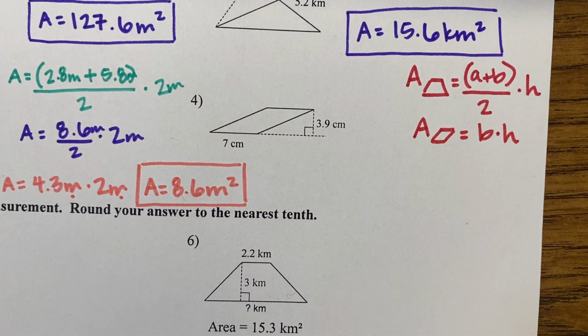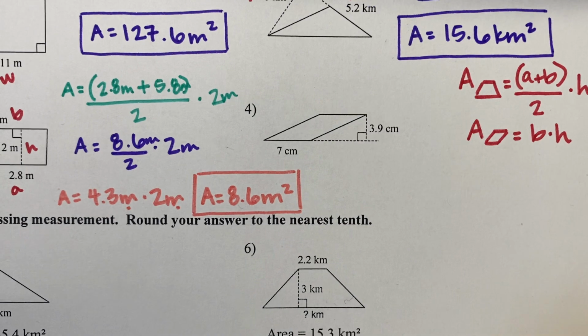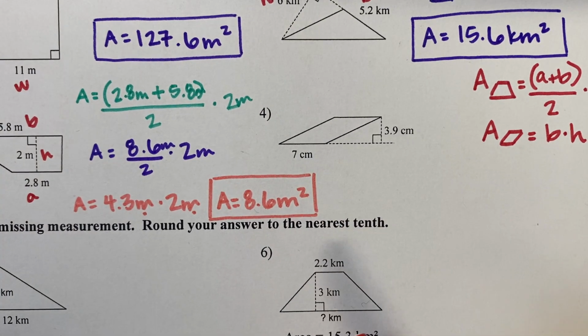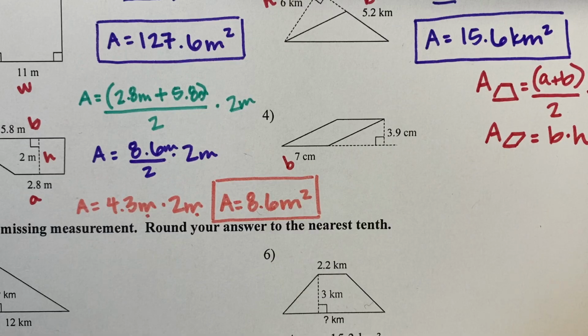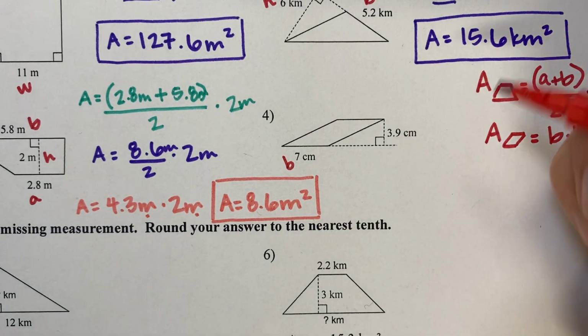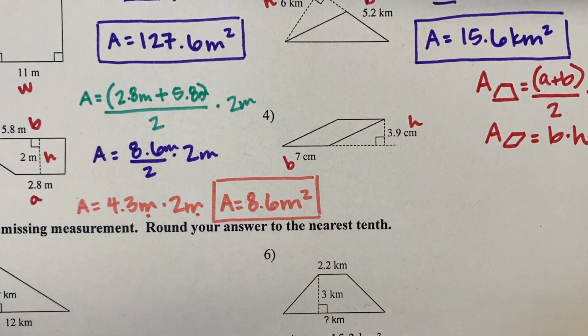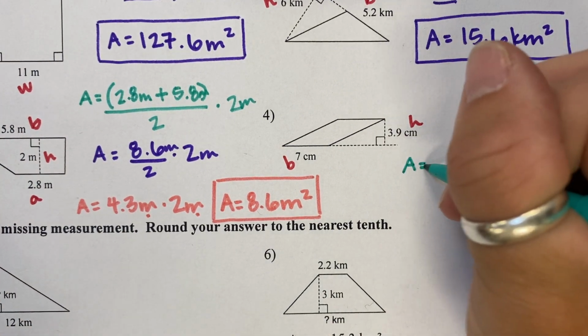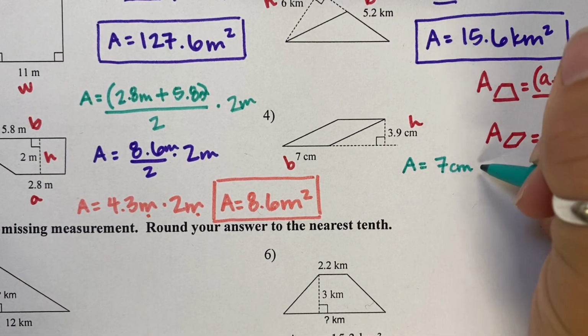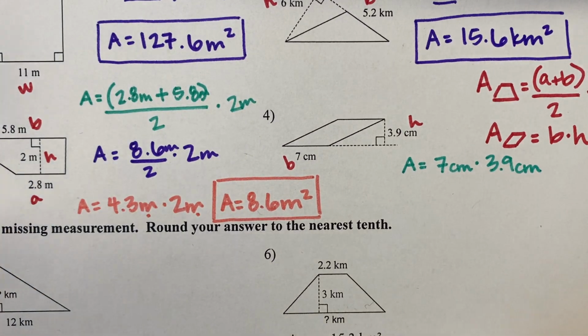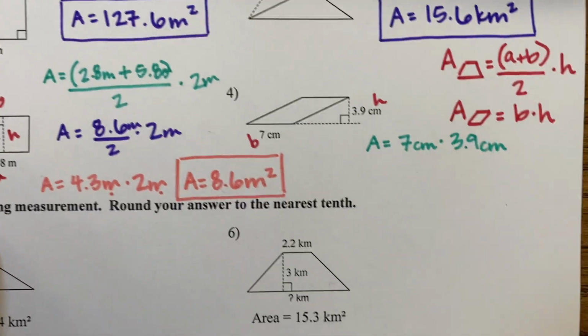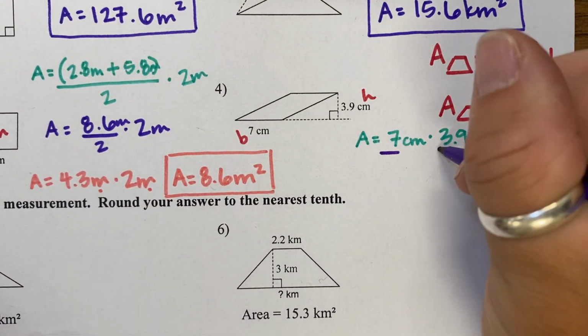Okay, now that we have that, let's go ahead and identify our base and our height. So what is my base of this parallelogram? We have 7. And what's my height? How tall is it? 3.9. Okay, now that we know our base and our height, we can plug it in. So I have the area equals my base, 7 centimeters, times my height, 3.9 centimeters. Now I can go ahead and multiply these two. So I have 7 times 3.9.